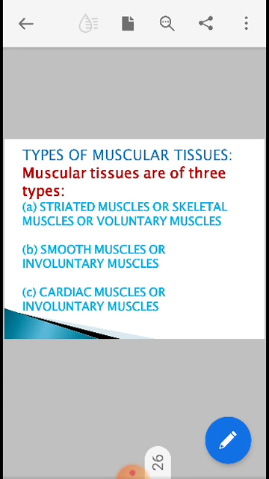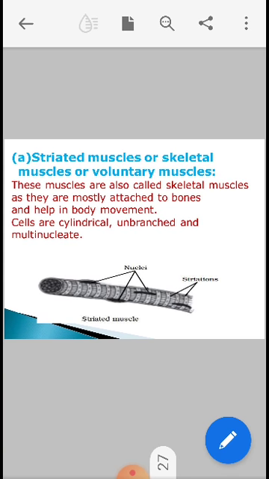Voluntary means their action can be controlled. If we want to move our hand or legs muscles, we can move it on our wish. But what about cardiac muscles? They work even when we are asleep. हम जब भी सो रहे होते हैं तब भी वो मसल्स अपना काम कर रहे होते हैं. The beating of the heart does not stop when we sleep. So they are involuntary in nature.